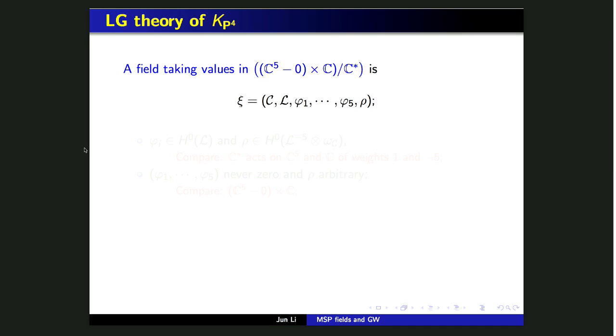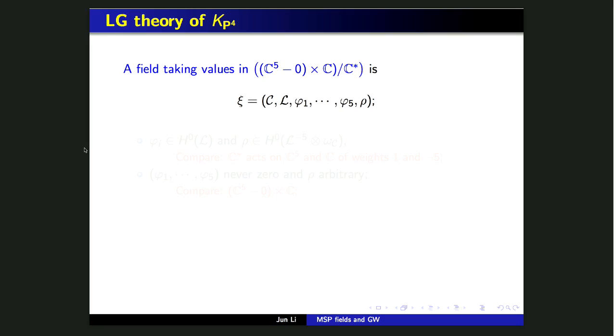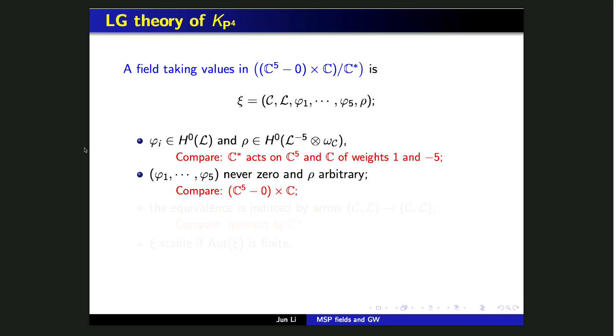Okay, so let's try to implement our slogan. The slogan is we want to take a field theory with values inside C5, take our origin cross C quotient by C star. So what is the field theory? A field theory is a bunch of fields over a Riemann surface, over an algebraic curve, which are sections of some line bundles. So we take C, which is a base, a Riemann surface, a nodal curve, and L is a line bundle. And I have phi 1 up to phi 5. These are fields, and they are sections of L, because L has weight 1. But the last coordinate has weight minus 5, so I should take a section of L to the minus 5. That's the rule.